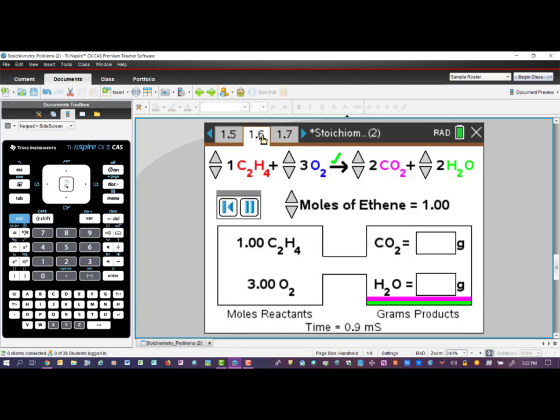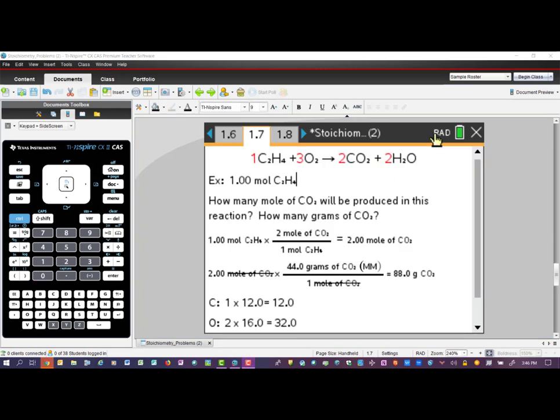So let's go back to our simulation page, and if I type in 88.0, it gives me a check mark, so that is correct. On this particular problem that we just did, notice that I gave you the problem in 2 separate questions, so that we did 2 separate calculations.